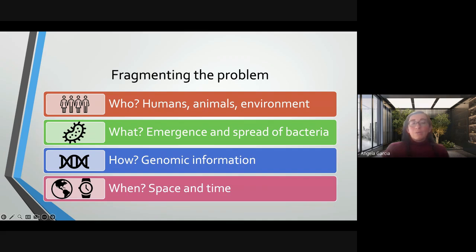Next comes the how. So how is a bacteria actually being resistant? And in this case, the best way to get that answer of how it is happening is with genomics. All the data for that is in the DNA of this bacteria. And lastly, when? Because it's important to know in space and time what's happening.